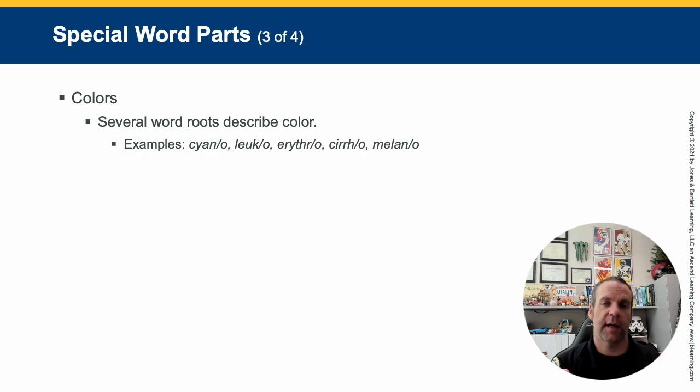Melano refers to black or dark. It's used in words like melanoma, which is a serious form of skin cancer involving dark pigmented lesions. Cirrho means yellowish orange. This appears in terms like cirrhosis, referring to the liver disease that causes a yellow discoloration of the skin and the eyes.